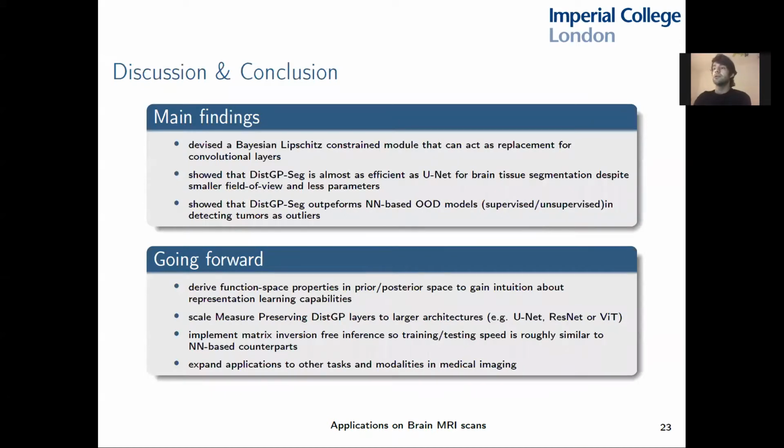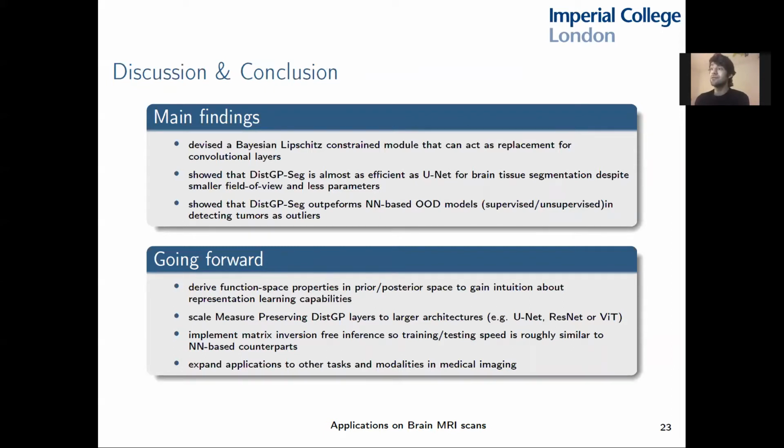Okay. So to wrap things up, we created a drop-in replacement for convolutional layers, which is capable of correctly propagating uncertainty forward. We have shown that our architecture, which is quite small, is almost as good as a standard UNet in terms of segmentation, whereas in terms of outlier detection, we managed to beat both supervised and unsupervised methods present in the literature.